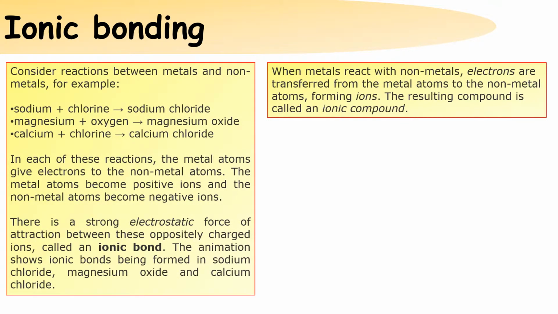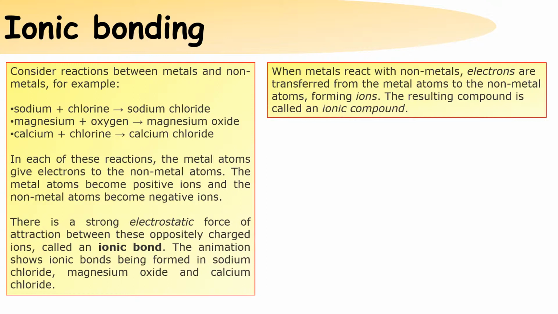So some examples are sodium plus chlorine, where the sodium gets a positive charge and the chlorine gets a negative charge. Or magnesium oxide, where the magnesium gets a positive charge and the oxygen gets a negative charge. Remember, in ionic bonding, opposites always attract.